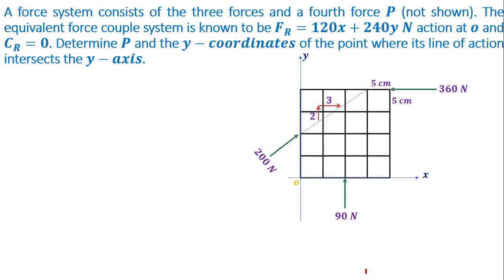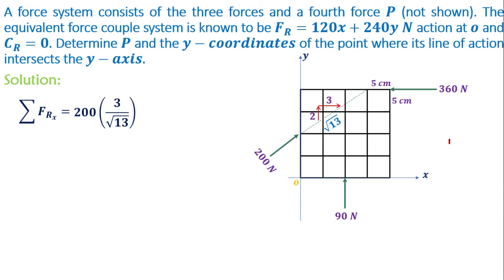Okay, next. We have here a force system consisting of three forces and a fourth force P not shown. We have to look for these in terms of couple, in terms of zero. We have to determine P and the Y coordinate of the point where the force intersects the Y axis. Pagka tinignan mo yan mabuti, para bang ang daming mong hahanapin, di ba? So check muna natin. Yung 2 and 3 na yun, makukuha natin square root of 13. And then, we have to solve for the summation of forces in x.